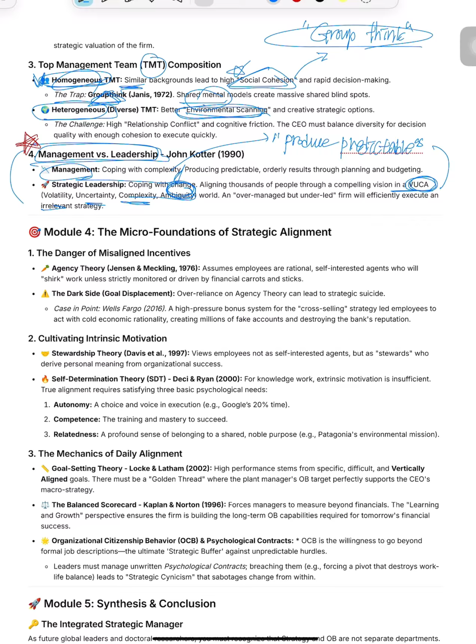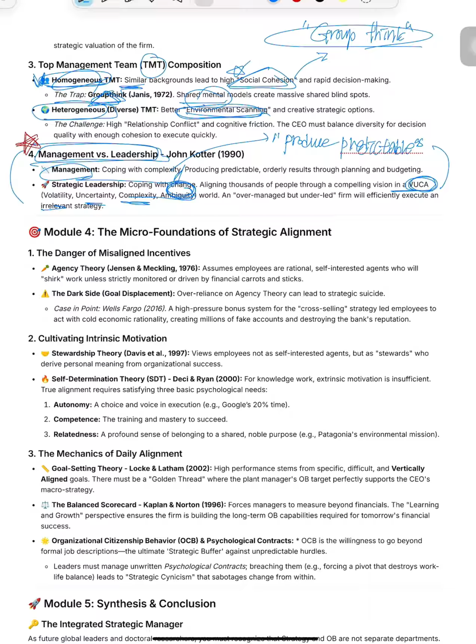But how do we ensure that an entry-level software engineer in a remote office or a sales representative in a different country is actually motivated to achieve the CEO's 5-year strategic plan? This is the alignment problem, and it is where high-level strategy meets the micro foundations of human behavior and motivation.